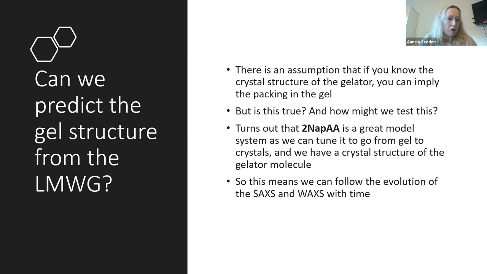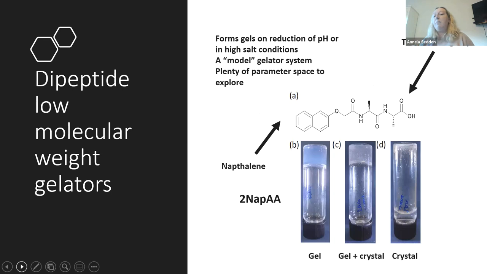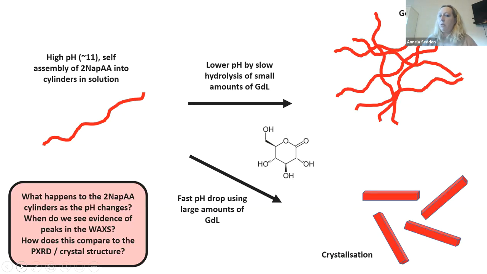So let's have a look at 2-NAP-AA. What we find is we've got the same naphthalene group, but now we've got two alanines instead of two phenylalanines. Just taking a slightly different amino acid completely changes the way this self-assembles. You can see here 2-NAP-AA can form a nice gel, it can form gel plus crystal, or it can form crystals on its own. And so again, we set ourselves some questions that we wanted to answer.